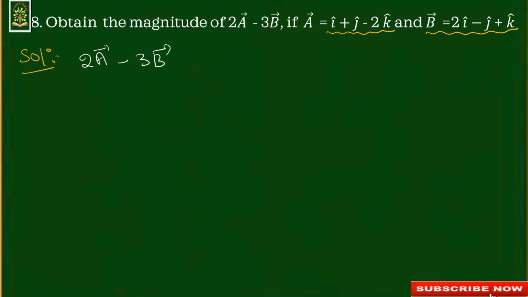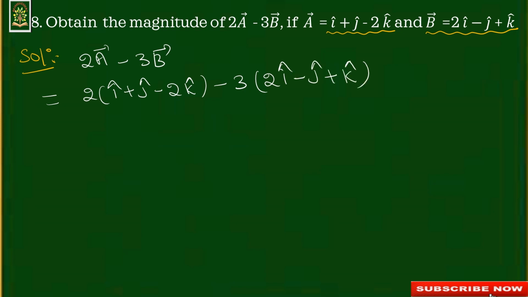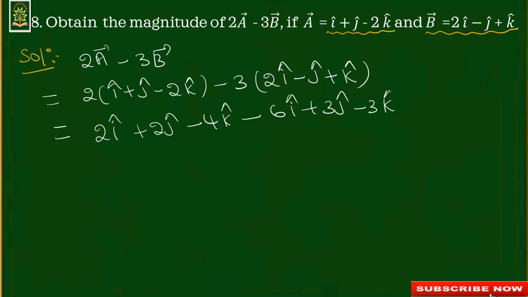So, that is equal to 2 of a bar, given as i cap plus j cap minus 2 k cap, minus 3 of b bar, they given as 2 i cap minus j cap plus k cap. So, that is equal to 2 i cap plus 2 j cap minus 4 k cap, minus 6 i cap plus 3 j cap minus 3 k cap.